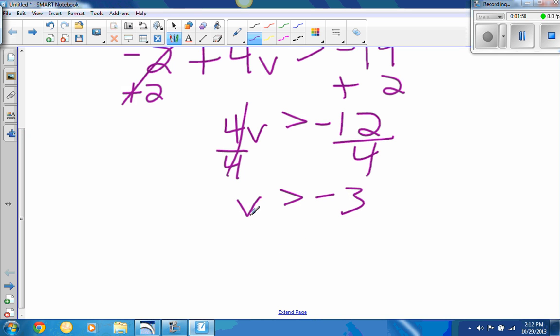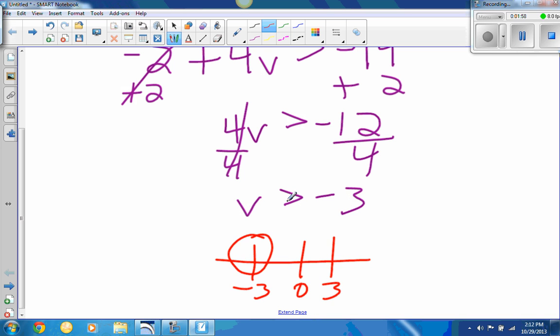And then if I wanted to put that on a number line, I could go ahead and do that also. -3, 0, 3, the shortcut way. So circle -3, and it says greater than. It is not or equal, so I don't have to shade it in. Greater than, it's pointing this way, greater. Where are the numbers that are greater, bigger than -3? They're this way. So I shade the line going that direction.